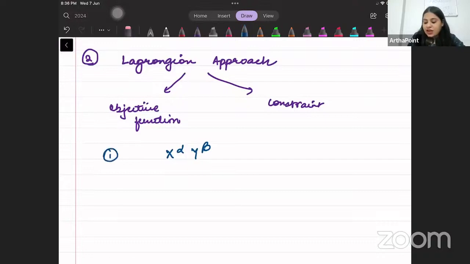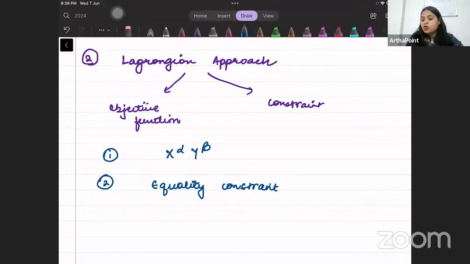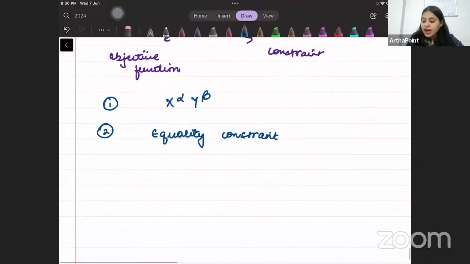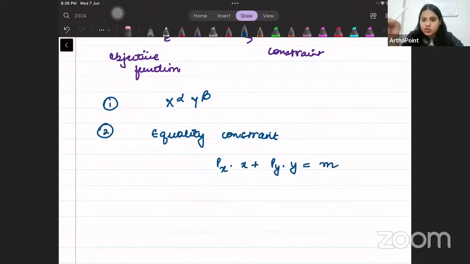Second, I can only apply Lagrange for an equality constraint. For inequality constraint in maths, we have something which is known as Kuhn-Tucker, not required in micro. So what does equality mean? That I am always on my budget line, not below the budget line. My point is on the budget, right? That is equality constraint.